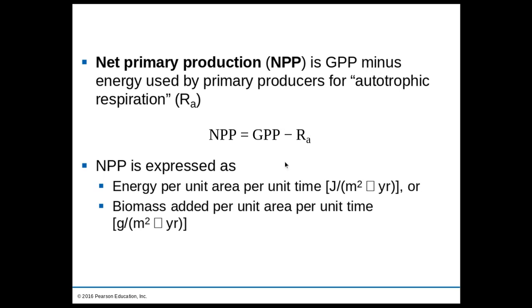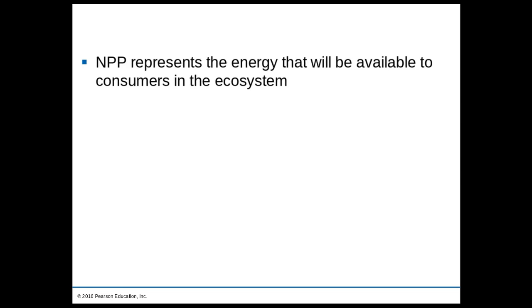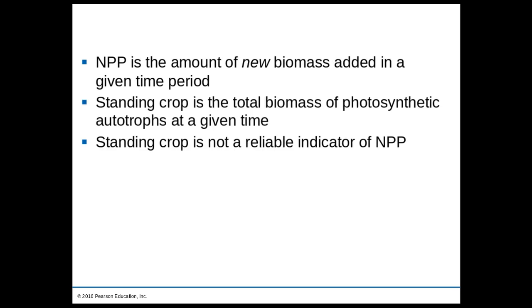This may be expressed as energy per unit area per unit time, so joules per meter squared times year. This is supposed to be a multiplication sign. Or biomass per unit area per unit time, so grams per meter squared times year. Both of those are acceptable units for net primary production. This, like I said, represents the energy that's available for all the other consumers in the ecosystem after the autotrophs have done all of their jobs. It is the amount of new biomass added in a particular time period, not the total biomass. So that's important to note as well.